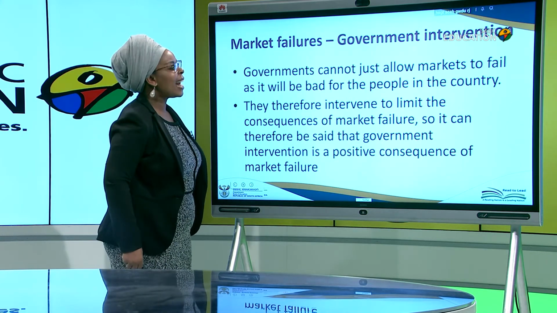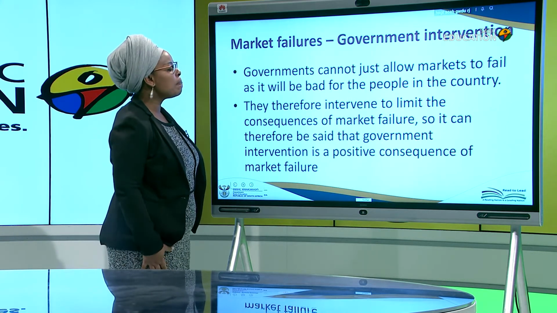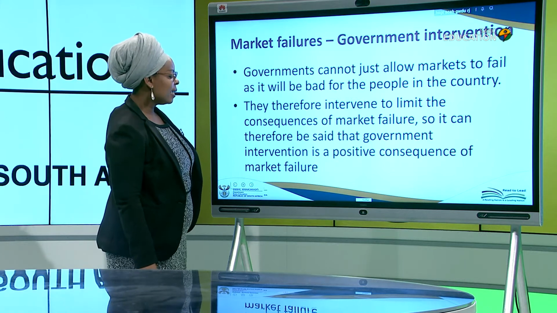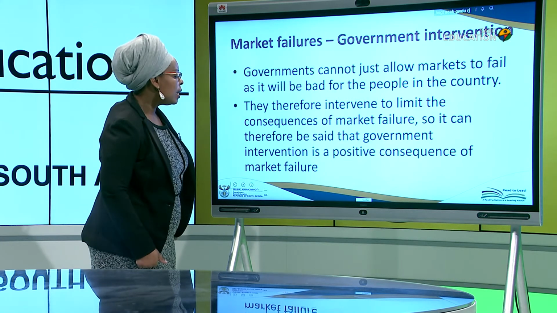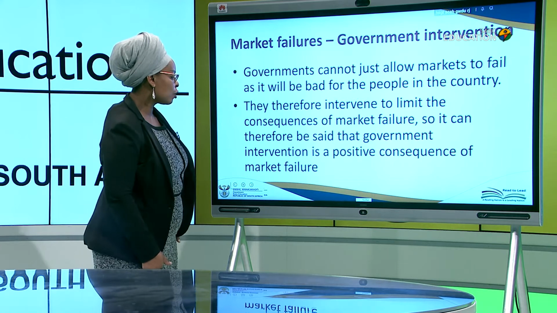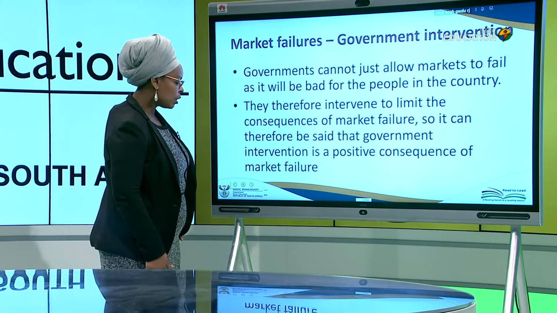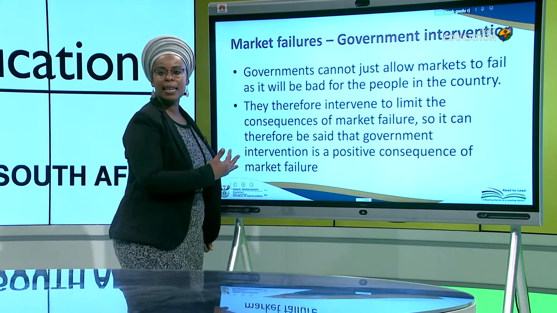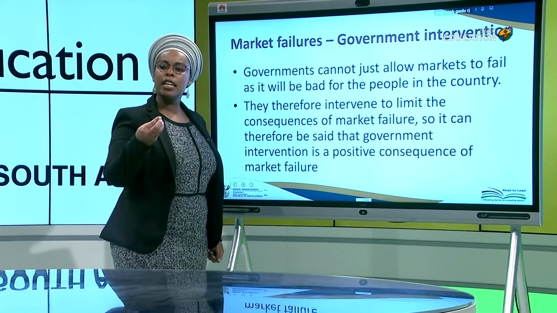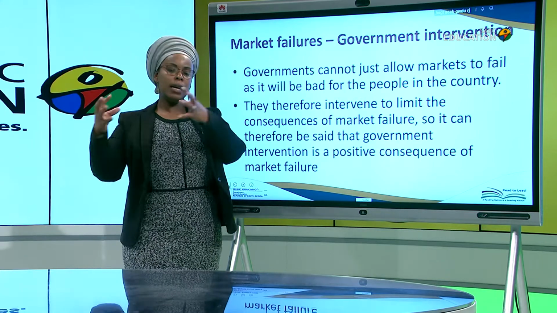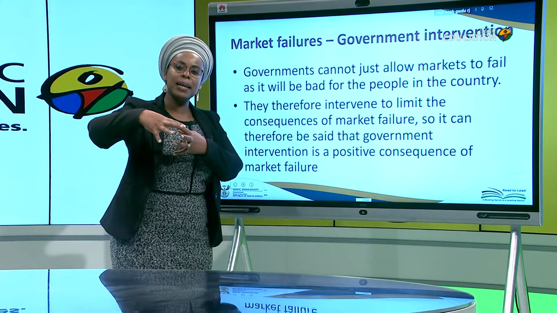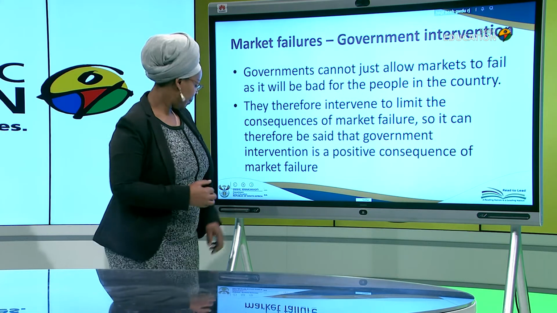Government cannot just allow markets to fail, as it will be bad for the people in the country. They therefore intervene to limit the consequences of market failure. So it can be said that government intervention is a positive consequence of market failure. This is an advantage of a mixed economic system, where if the market is failing, the government will intervene.